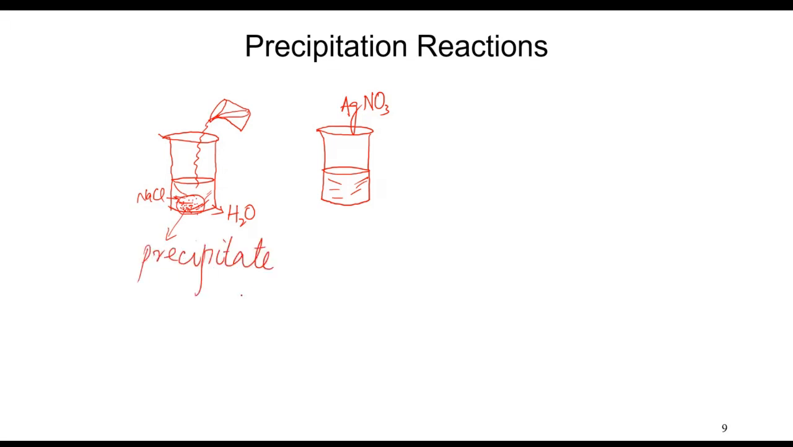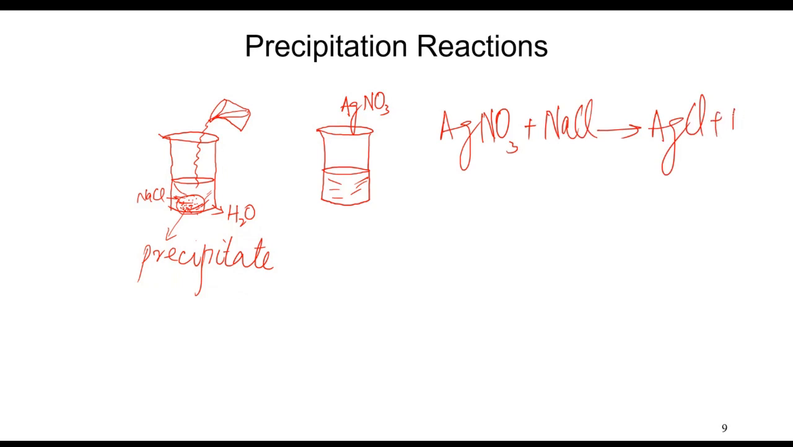Yes. And the reaction between these two solutions, AgNO3 plus NaCl, AgCl plus NaNO3. This reaction is known as precipitation reaction. Upon mixing of two or more than two substances, when a solid substance is separated out, it is known as precipitate, and the reaction between two or more than two solutions is known as precipitation reaction.